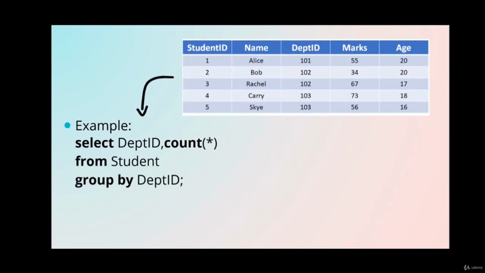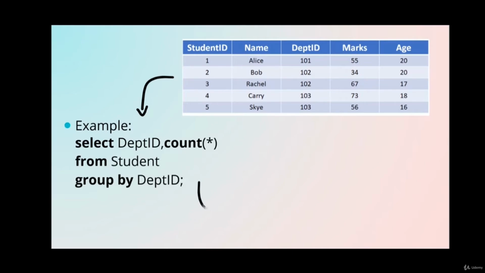The query will be select department ID, count star, where count is an aggregate function which we will use over here to count the number of students belonging to each department. Then we will have to write the table name, that is student in this case, and group by department ID. Now in this, since we have written group by department ID, we have to write department ID in the select statement as well. Whichever column you will choose for group by clause, that same column you will have to write in the select statement as well.